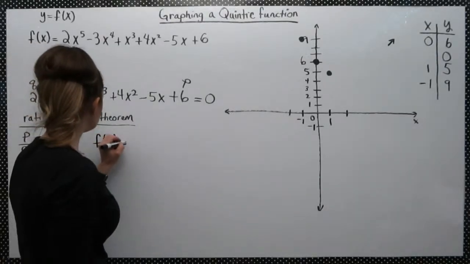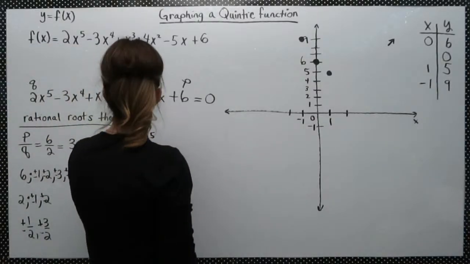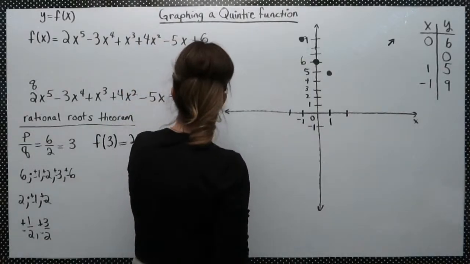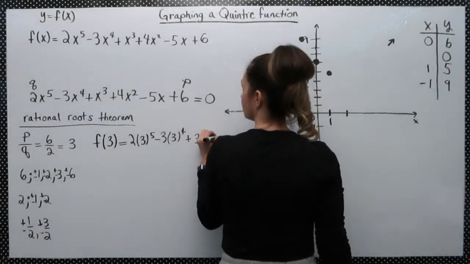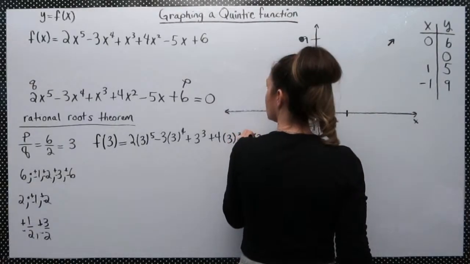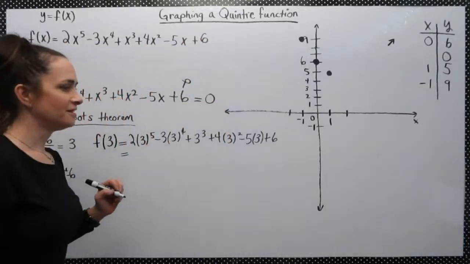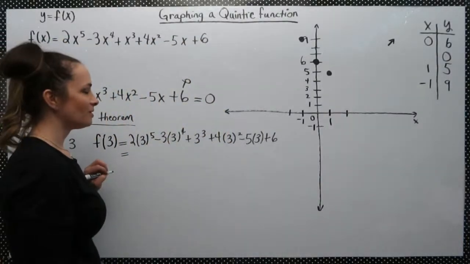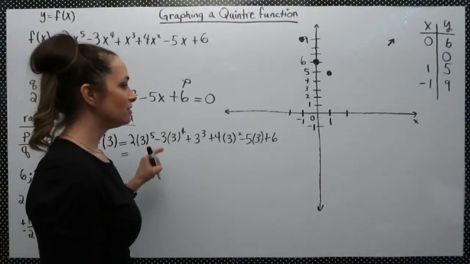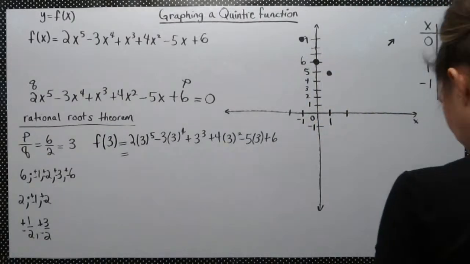So we'll try 3. 2 times 3 to the 5th minus 3 times 3 to the 4th plus 3 cubed plus 4 times 3 squared minus 5 times 3 plus 6. It's a lot of terms. I had another 5th degree polynomial picked out. It was a lot easier. Maybe we should have picked that one. All right, I have no idea what 3 to the 5th is. So I'm going to go ahead and store this polynomial in my calculator.